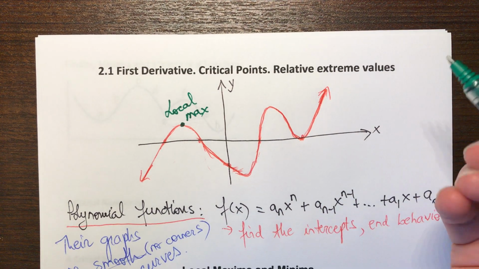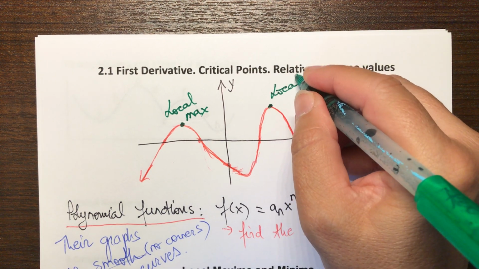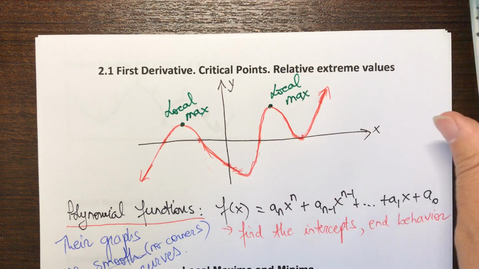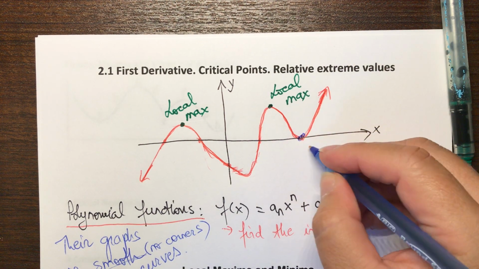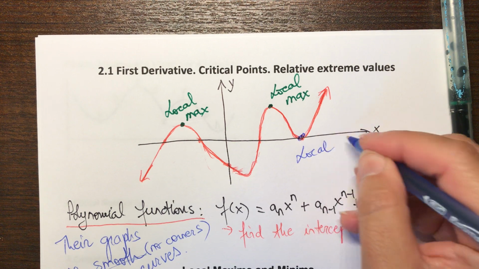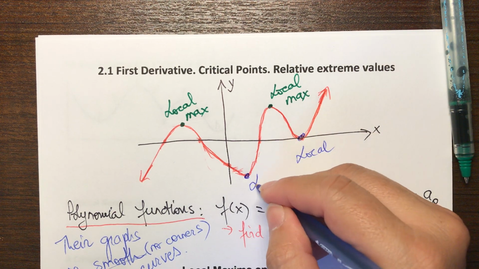Is there another local max in this corner? Yes. Or in this graph? Yes. Are there any minimums? Definitely. Right here, there's a local min, basically a turning point. And right here, there's a local min.